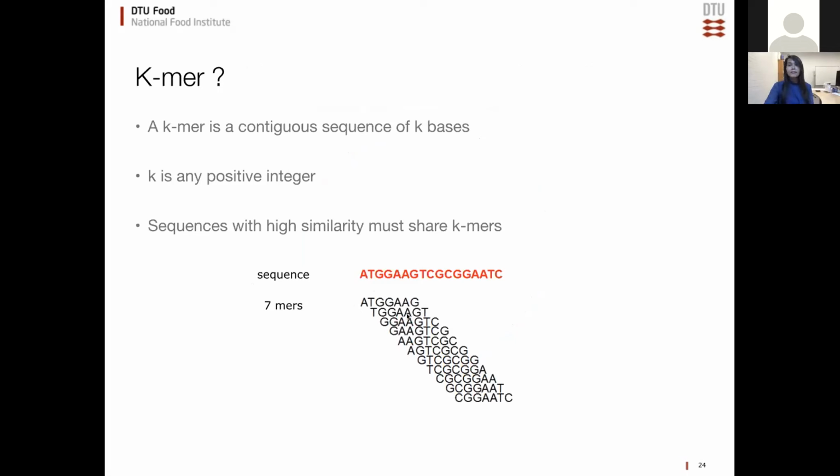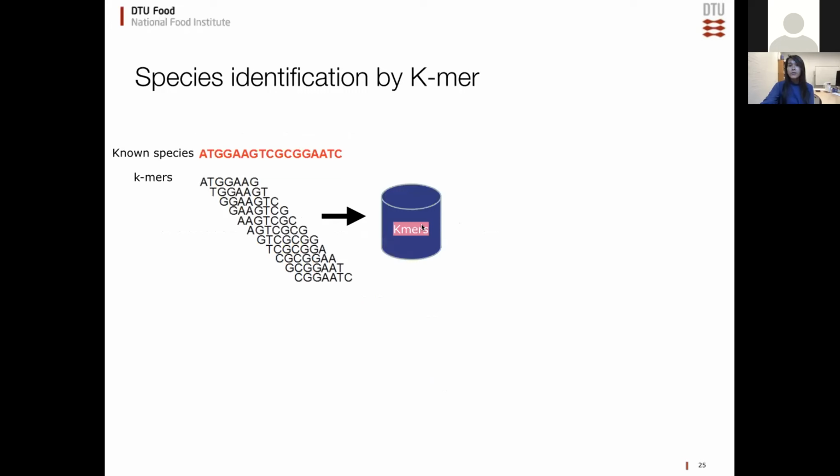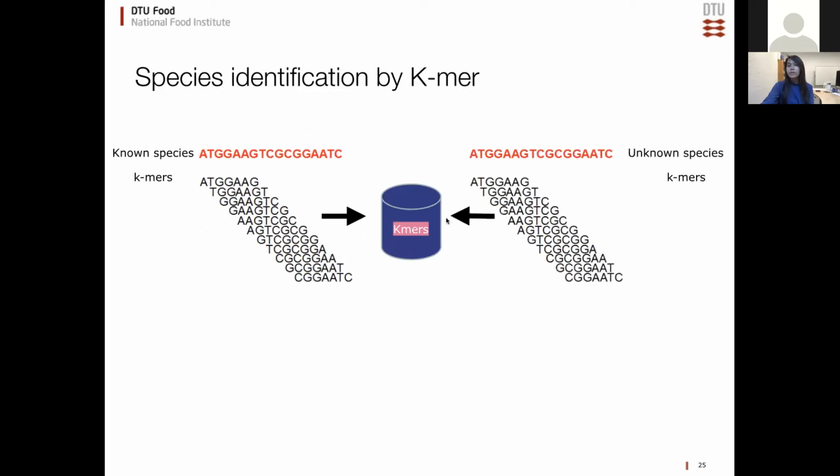So you have something like this, and in principle, if genomes are similar and you chop them into the same k-mers, they must share a lot of k-mers, and that's exactly the principle behind the method that we use for speciation. So we collected all available known species of bacteria, chopped them into k-mers and put them into a k-mer database. Once you have your unknown sequences, you chop them into k-mers and compare them to the known k-mers in the database, and we give you the predicted species.